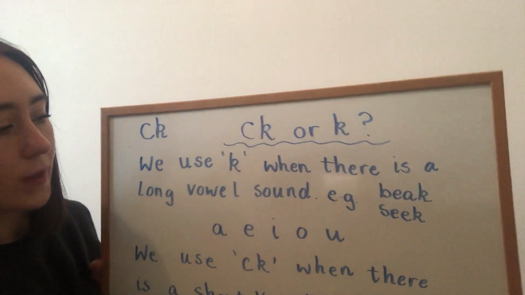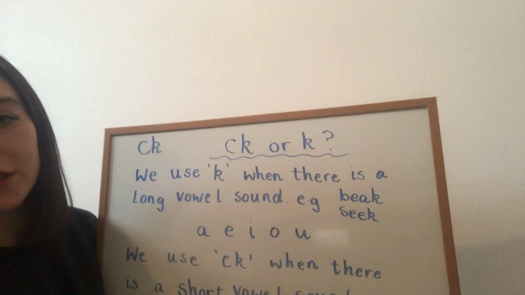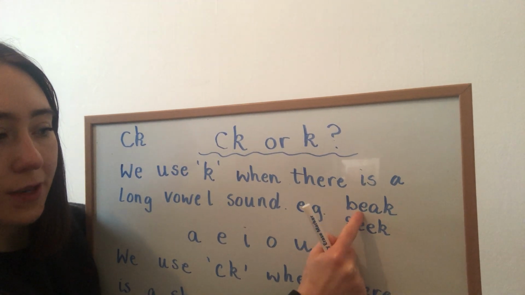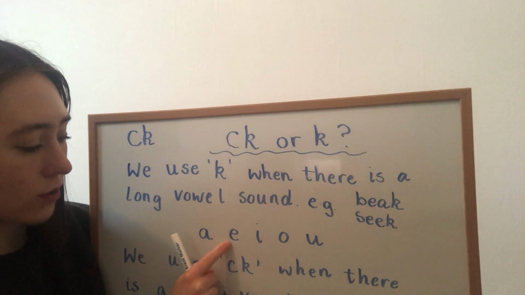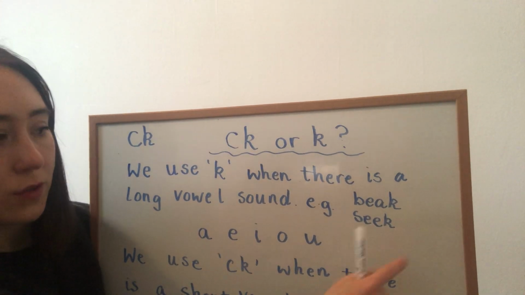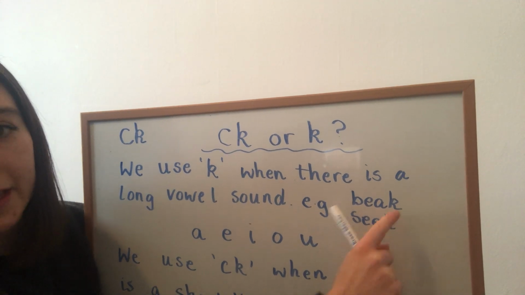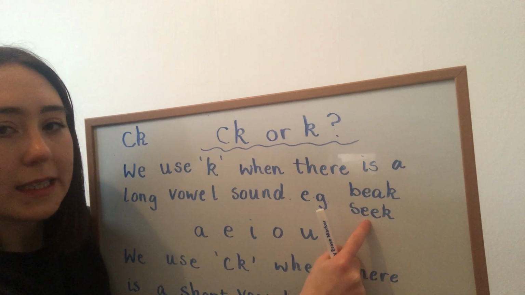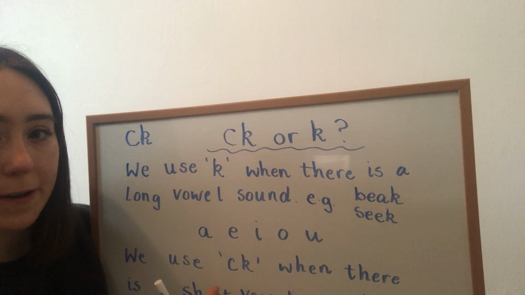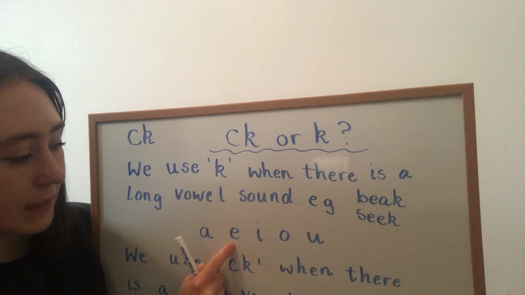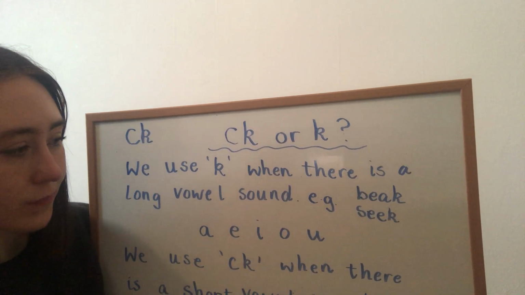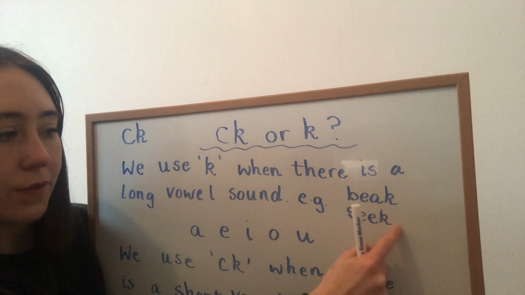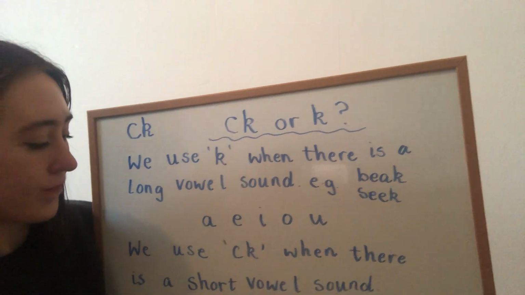So if you hear the long vowel sound, even if it's in a digraph, like in the word beak, it's ea, but it makes the sound E, which is the same as the long vowel sound E, so that we know it's followed by just a kicking k. Or in the word seek, we can hear the E sound, the E vowel sound here. So we have seek and beak. So because it's a long vowel sound, we know that both of these words have the kicking k.